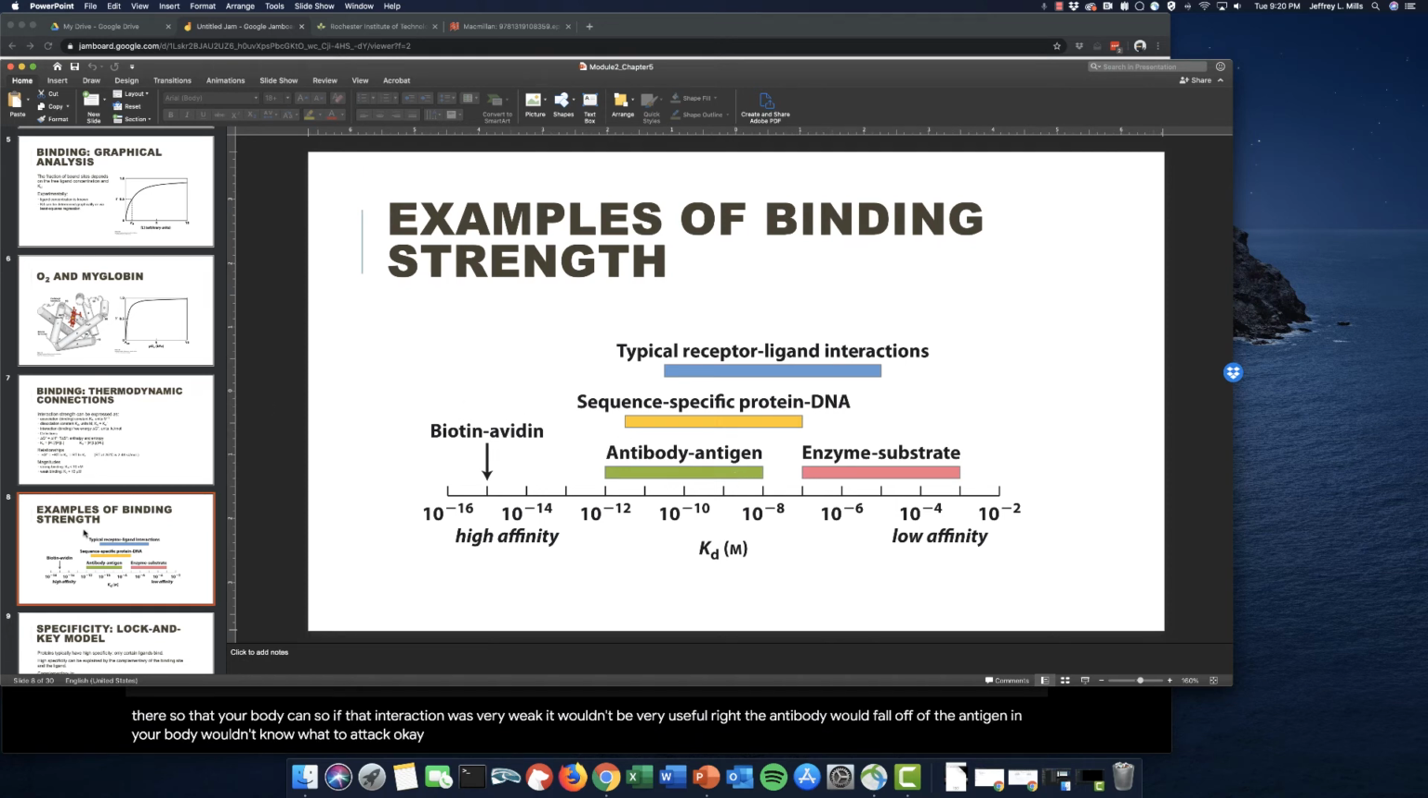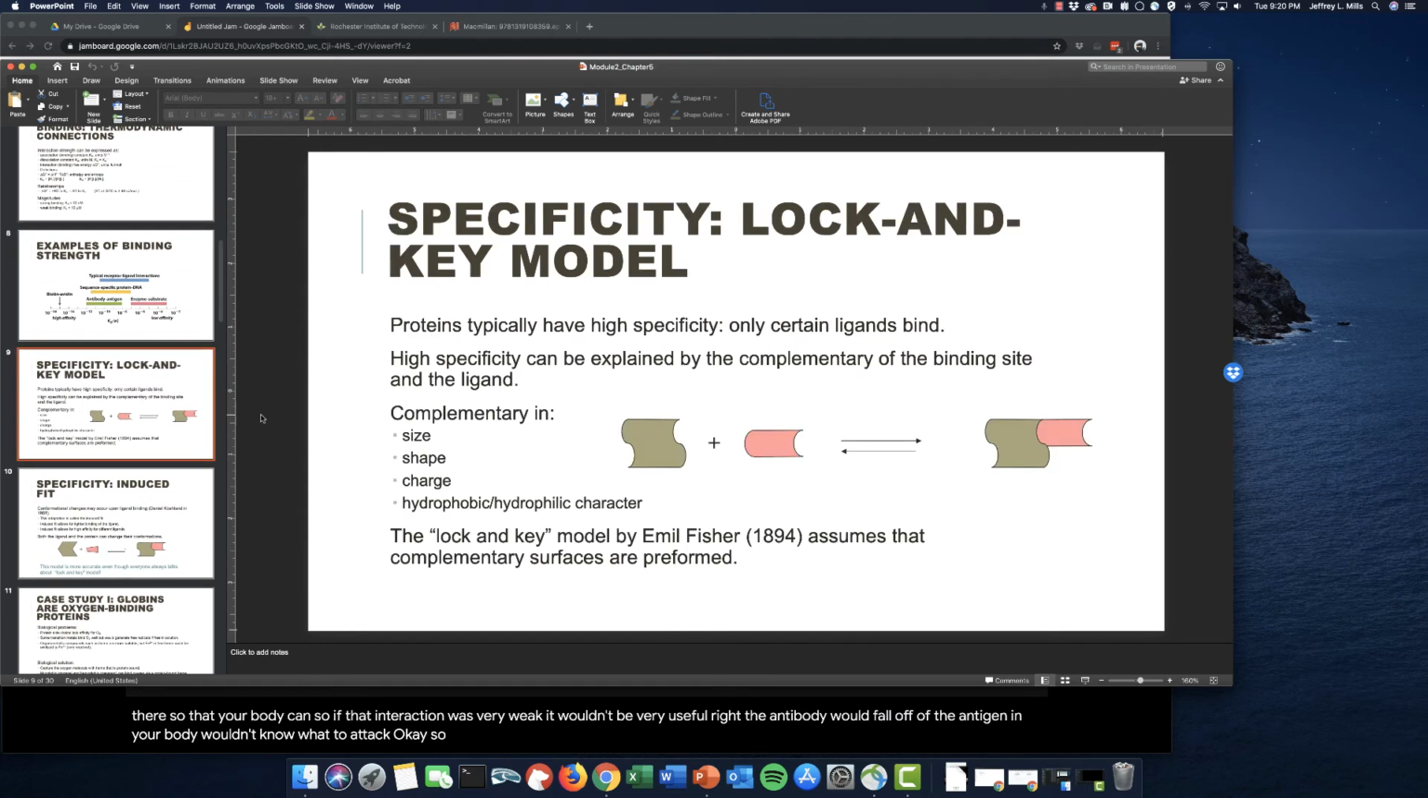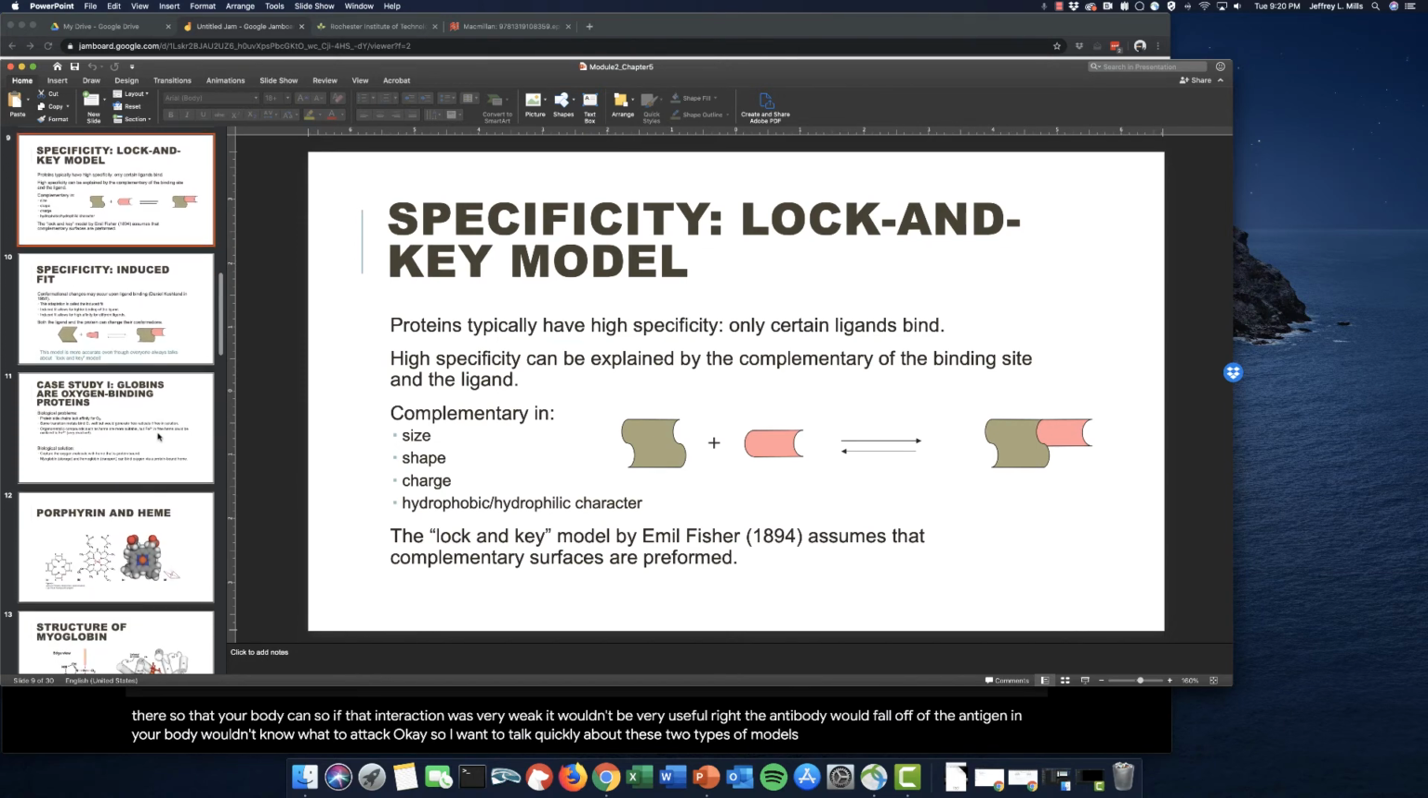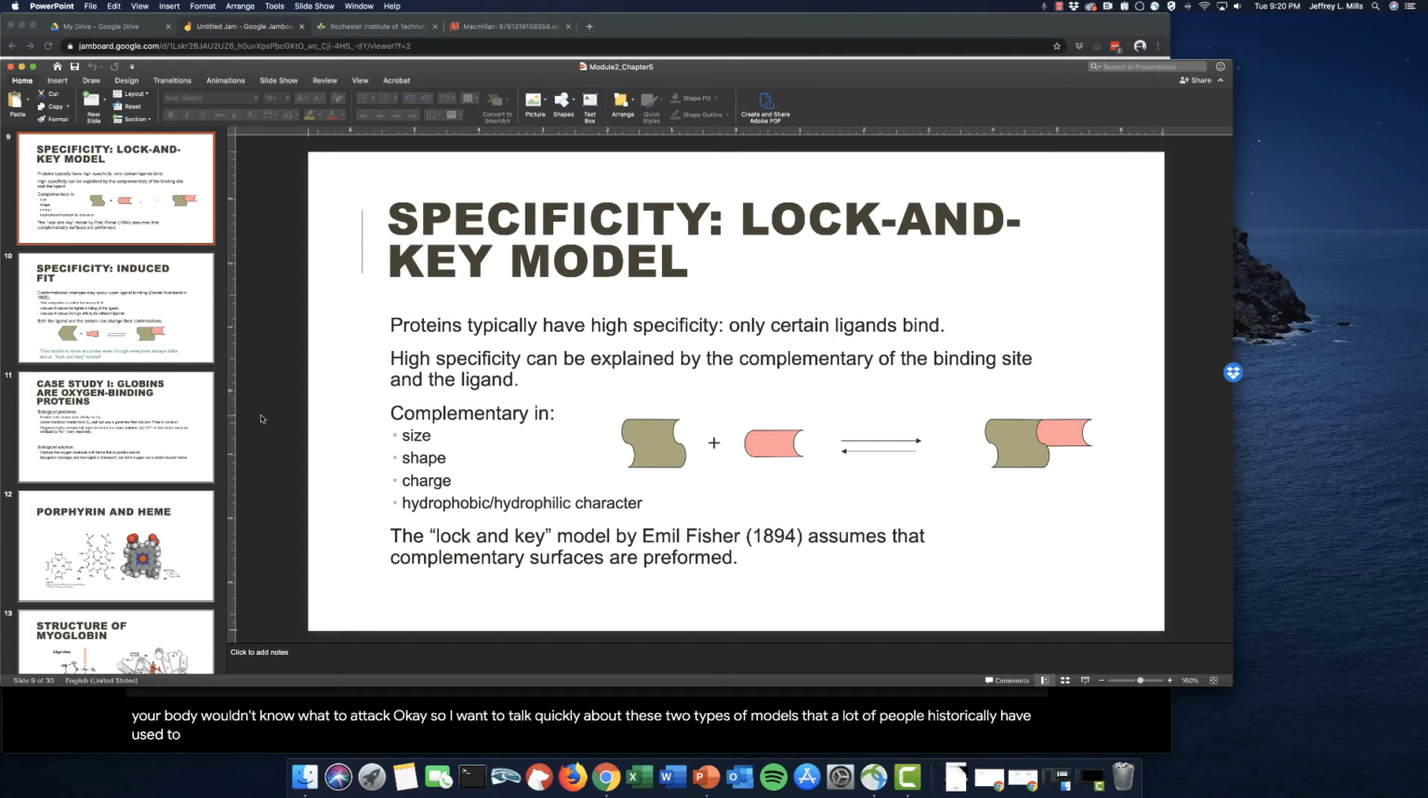Okay, so I want to talk quickly about these two types of models that a lot of people historically have used to describe protein ligand interactions. So this first one is the original. It's probably the one that you've heard the most about. It's probably the one that most people use when they're talking about a protein interacting with a ligand. I like this analogy because it's simple. It's easy to think about. And this is the lock and key mechanism.